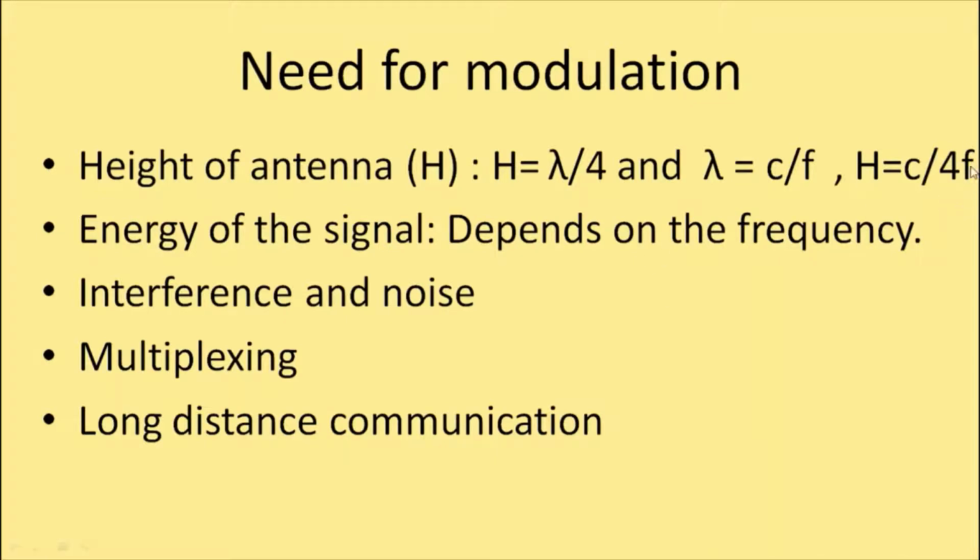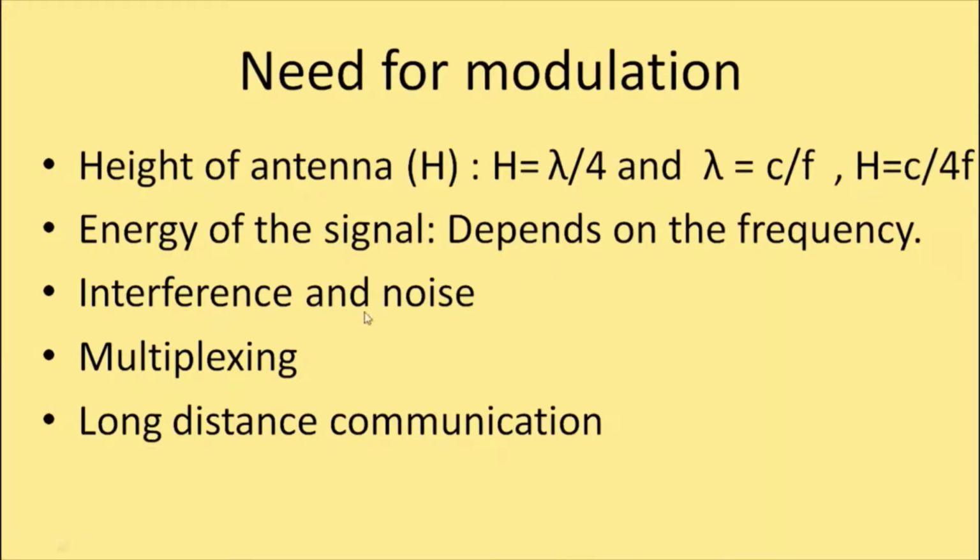Alternatively, if the value of f increases, automatically the value of h decreases. So as the frequency of the signal increases, the height of the antenna required decreases. So what is the relation between modulation and this? The relation is simple, students. If the height of the antenna required is lesser for higher frequency signals, when we do the process of modulation, the frequency of the signal is increased. So as the signal becomes of higher frequency, automatically the height of the antenna required is reduced. So this is one of the major advantages of modulation.